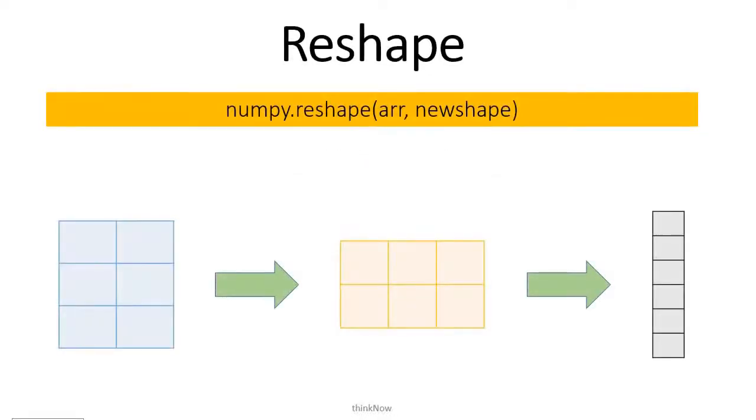Reshape method. If you want to change the dimension of the array, reshape is the useful method to use. However, the product of your new dimensions should be equal to the product of the existing dimensions. Or as we can see here, the number of elements in the new array should be equal to the number of elements in the existing array.